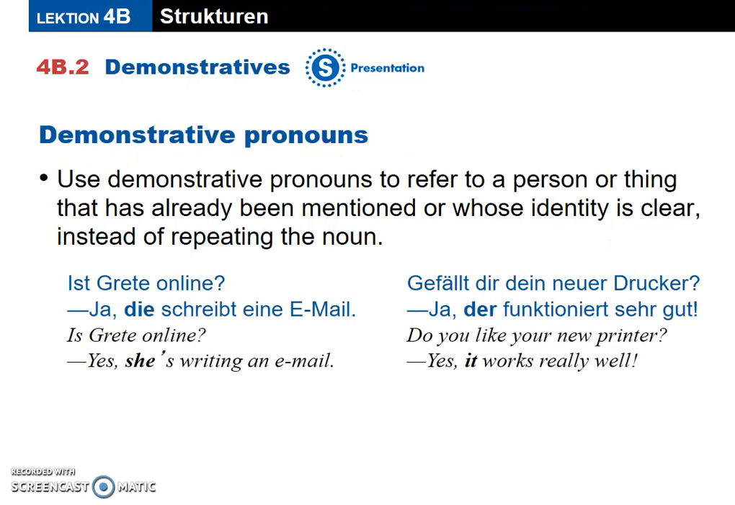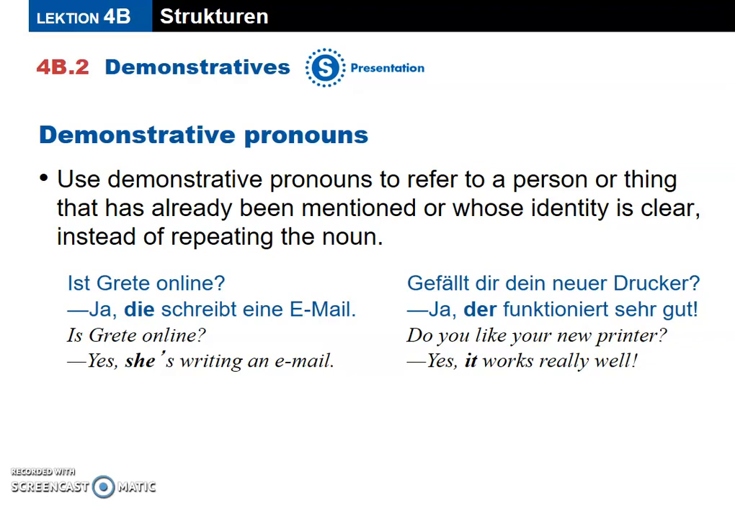And now we're moving on to demonstrative pronouns. These aren't used very frequently in German, and you could probably get around speaking German without ever using them. You will end up needing them later when you learn about relative pronouns and relative clauses. Let's just take a look at how they are used in context.